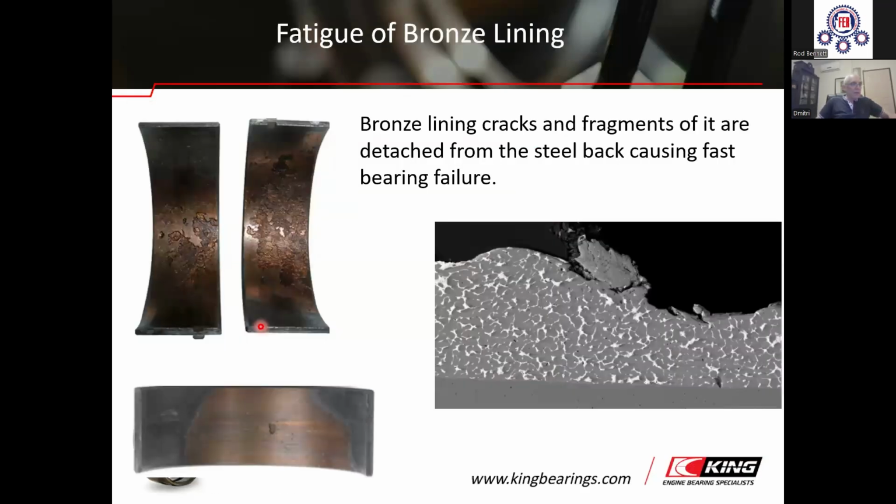The mechanism and appearance of fatigue of bronze lining is similar to those of aluminum. Bronze lining cracks and pieces of it are delaminated from the steel surfaces, like in the bearings in the image, and this causes the catastrophic bearing failure. You see also this bearing, which worked under oil starvation condition, and the load was localized at the bearing center, and this produces fatigue of the bronze lining.